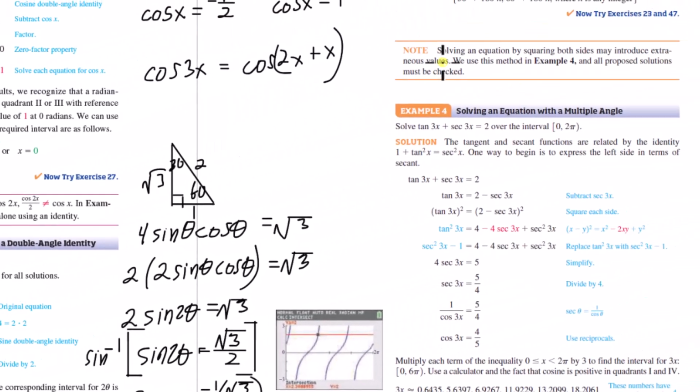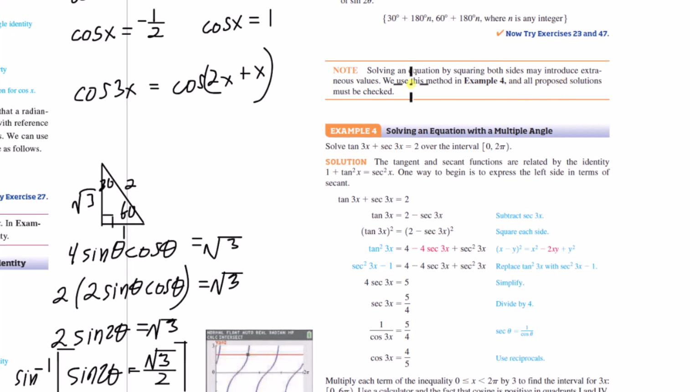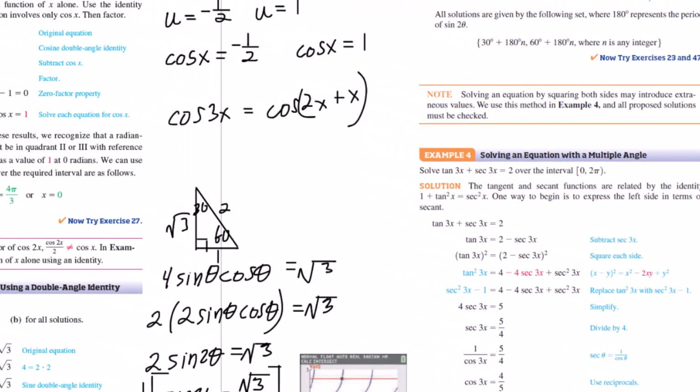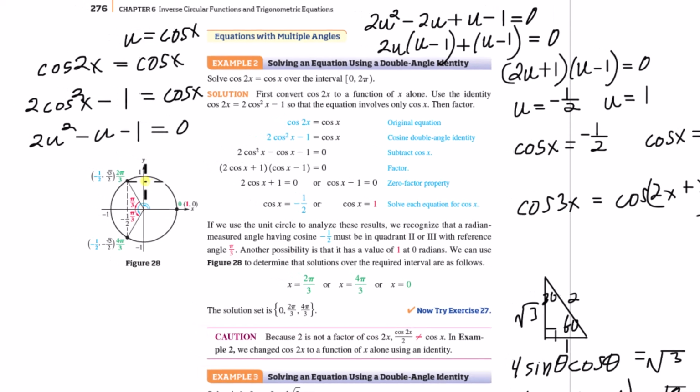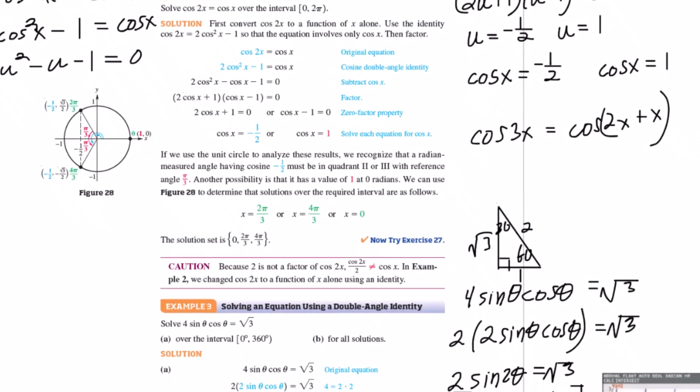All right, note, solving an equation by squaring both sides may introduce extraneous solutions. We use this method in example 4, and all proposed solutions must be checked. So it's the same kind of idea as we learned in the previous section. You're trying to see the parallels between the trig equation you're solving and a corresponding algebraic equation. You really want to do that, right? Like here, we had a quadratic. Sometimes, like here, we turn it into a linear.